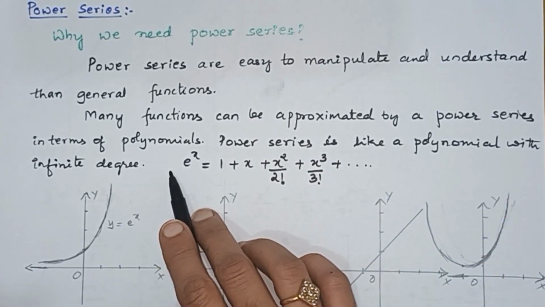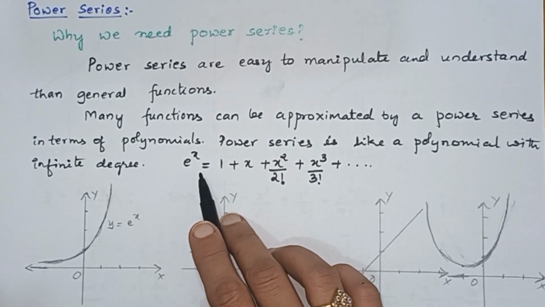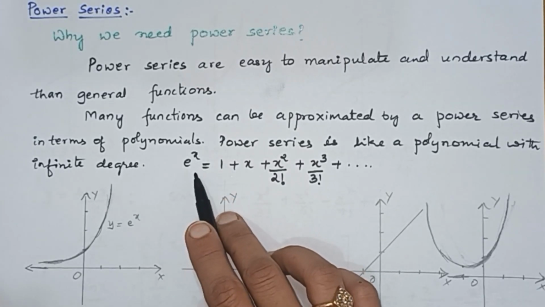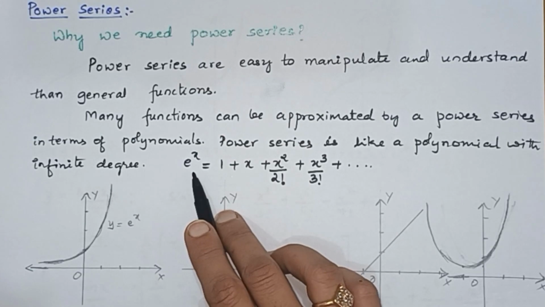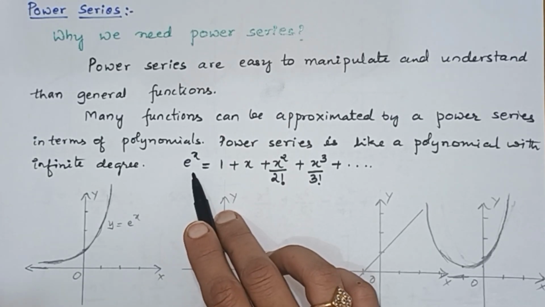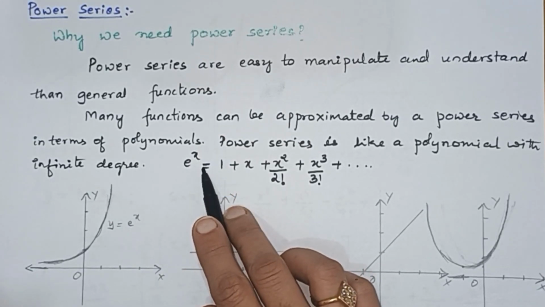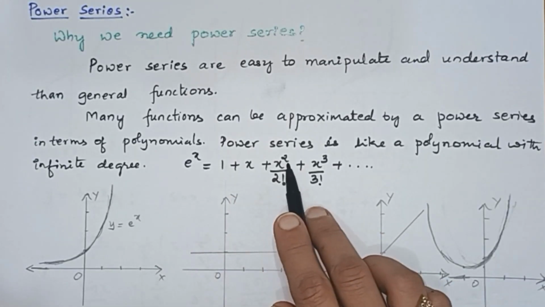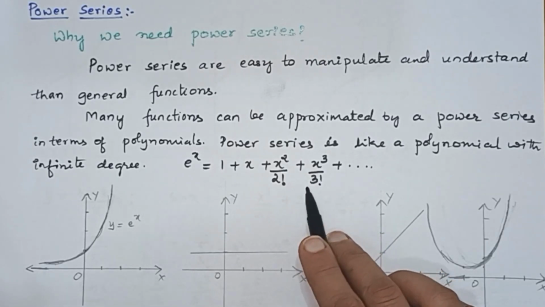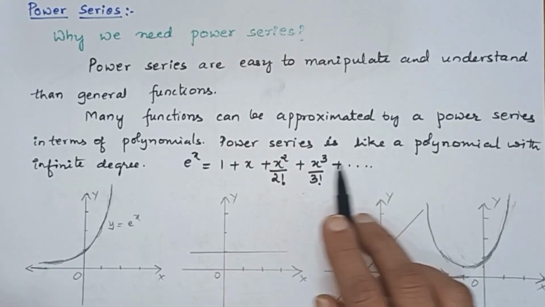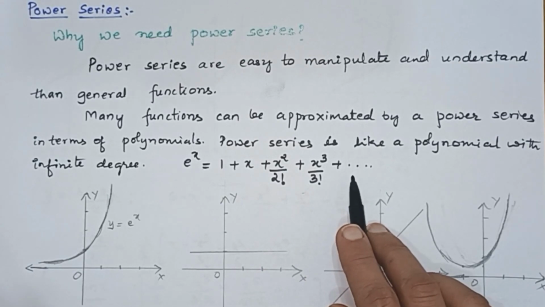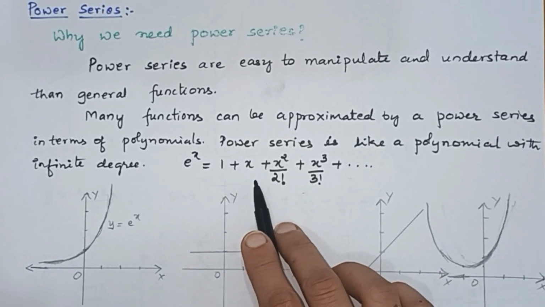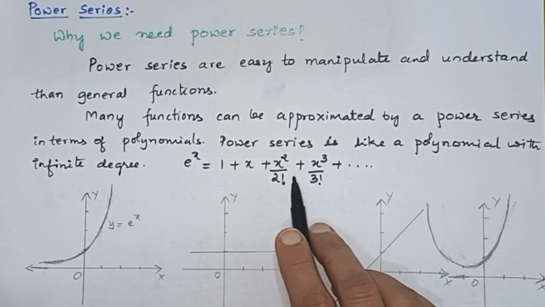For example, the sine function, cos function, or the exponential function, these transcendental functions can be equated to a polynomial function to make some simplifications easier. So dealing with the function e power x becomes the same as dealing with this polynomial: 1 plus x square by 2 factorial plus x cube by 3 factorial, and so on. So it is an infinite series of terms, and it is a polynomial of infinite degree, you can say.